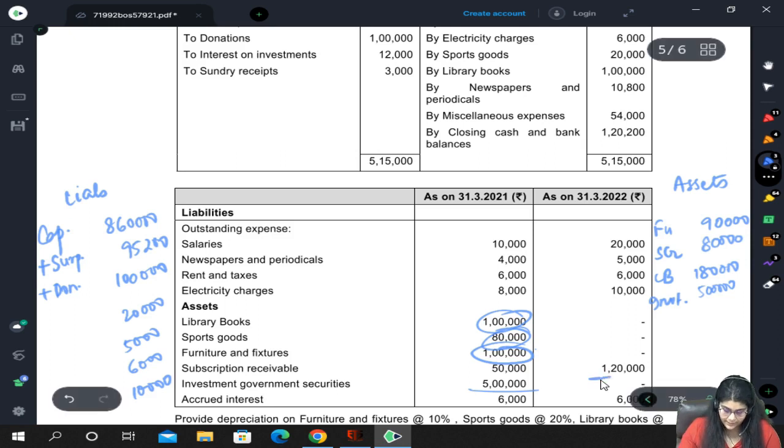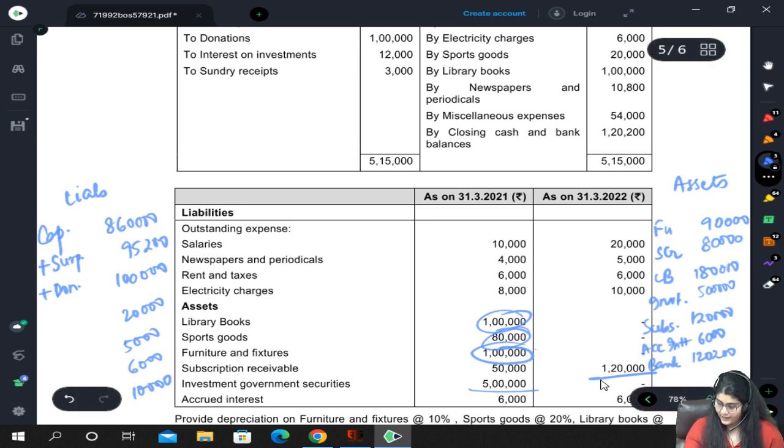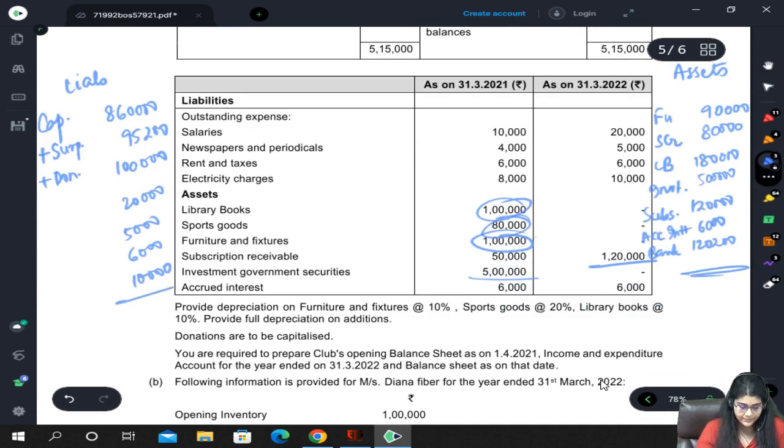Subscription receivable, we have 1,20,000. Accrued interest, we have 6,000. Okay. And bank balance, cash or bank balance, we have 120,200. Right? So I think after this, our balance sheet should match everything we've covered.